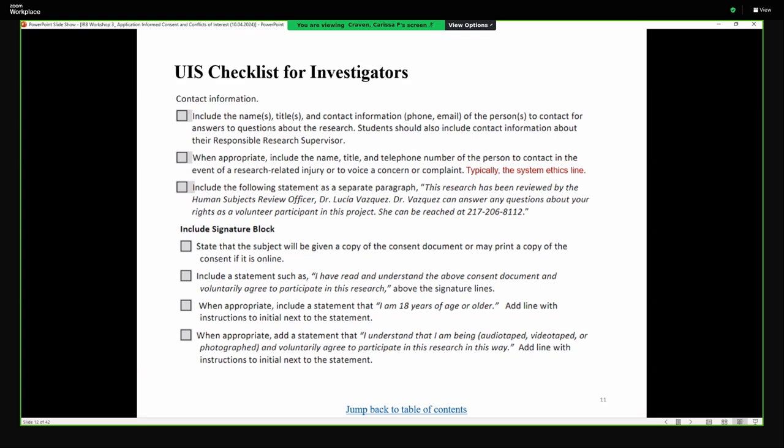We really want it to be legally effective, so they need to show that they are of the age of majority. In the United States, that is typically 18, and they should add a line next to that statement. And then if you are audio recording, video recording, photographing, that should have an additional section to initial next to, just so it's not buried in the consent and catches anyone off guard.